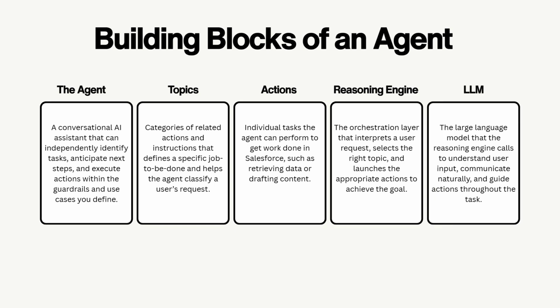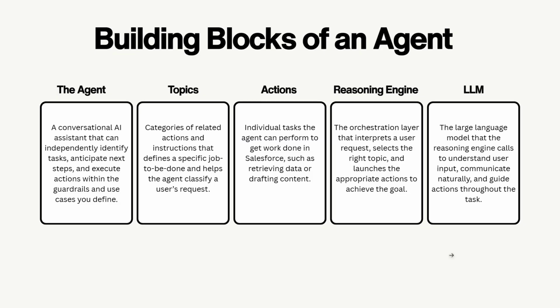And then finally, the LLM, or the large language model, is really what pieces everything together. The reasoning engine will call the LLM multiple times throughout a task. For example, the reasoning engine might call the LLM to interpret the initial question. It might then call the LLM again to justify why a topic should be selected over another. And the list goes on. There's a ton of examples that I could go through.